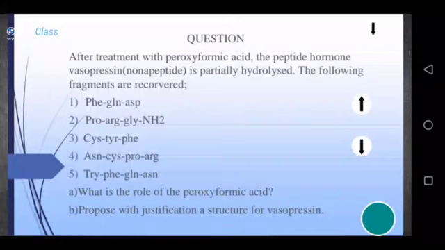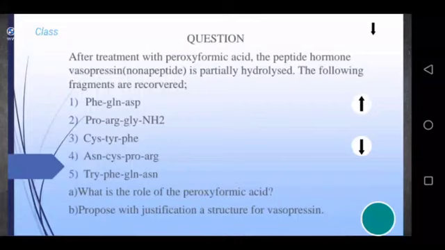So today we're going to be working on a sequencing problem, the sequencing of polypeptides. We're going to answer a question on the sequencing of vasopressin. The question is right here before you, and it says, after treatment with peroxyformic acid, the peptide hormone vasopressin, a nonapeptide, is partially hydrolyzed. The following fragments are recovered.